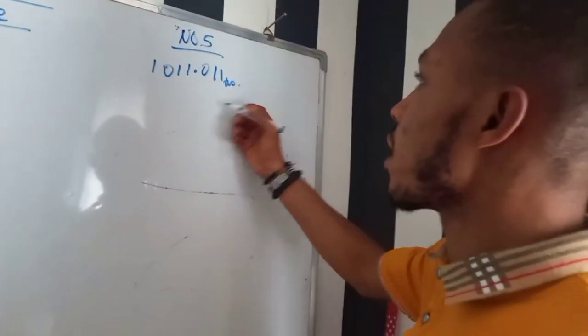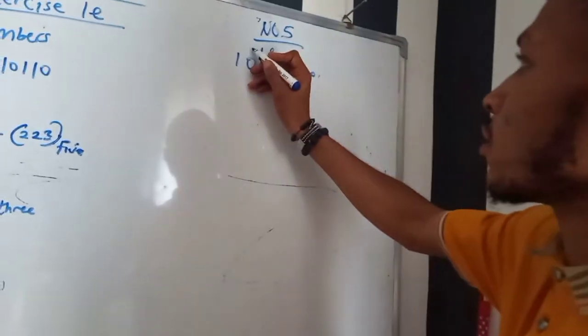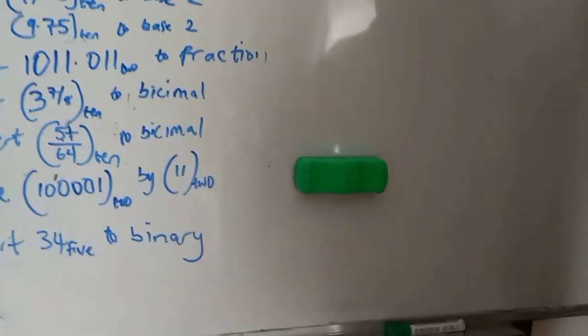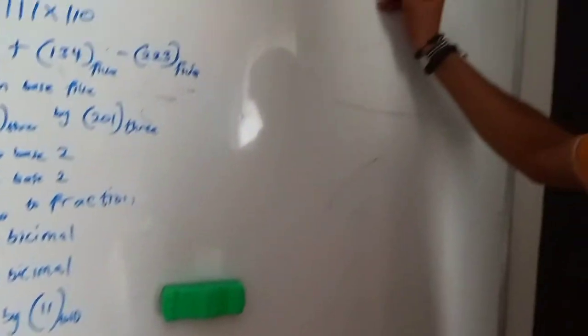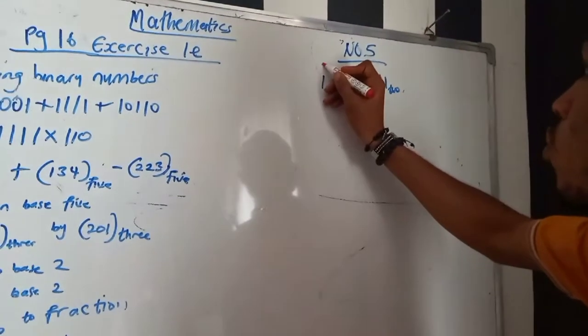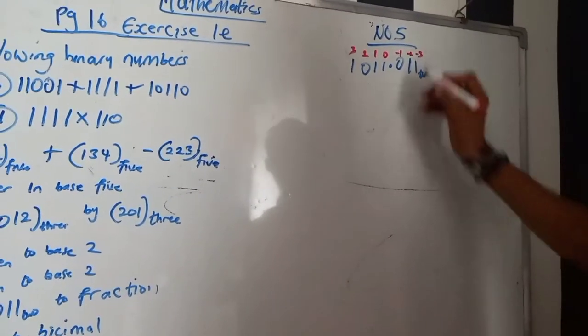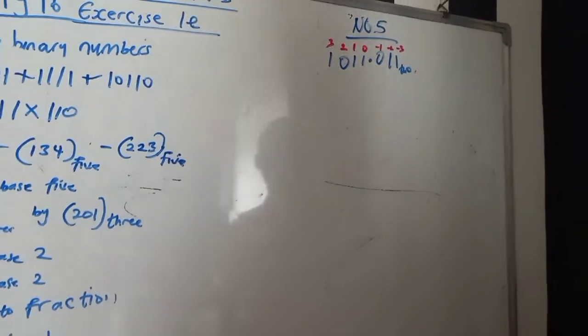What I'll do is name the positions. Here's my 0, 1, 2, 3. I should use my red marker here because it's better for us. Then here I name -1, -2, -3. So I've named it. What next now? I expand it.